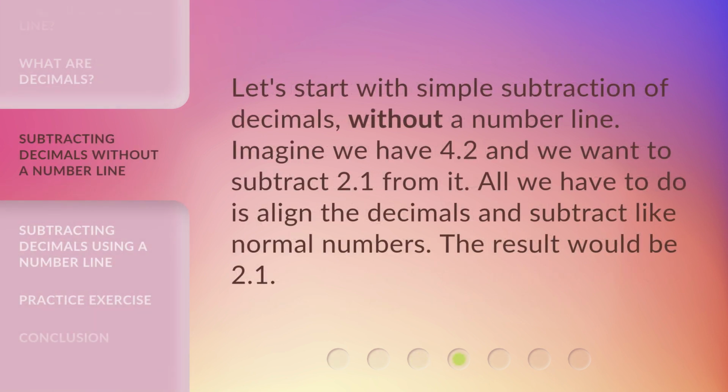Let's start with simple subtraction of decimals, without a number line. Imagine we have 4.2 and we want to subtract 2.1 from it. All we have to do is align the decimals and subtract like normal numbers. The result would be 2.1.